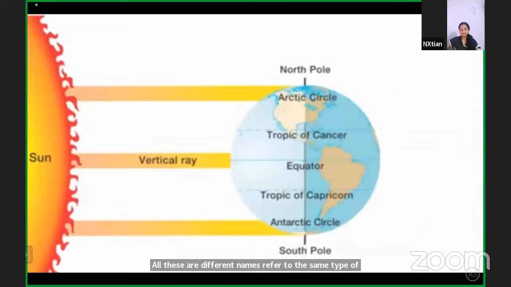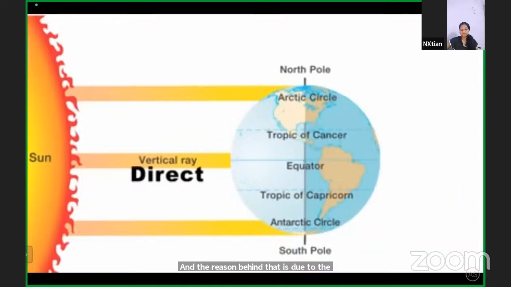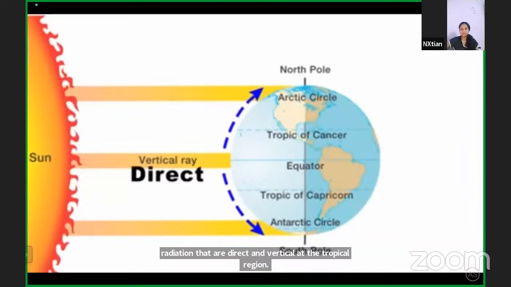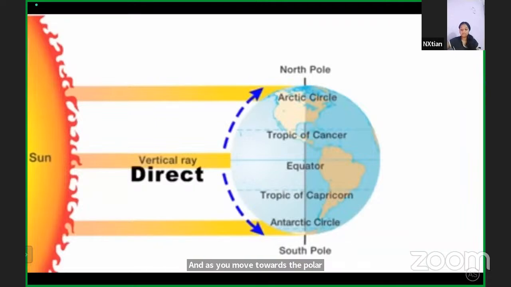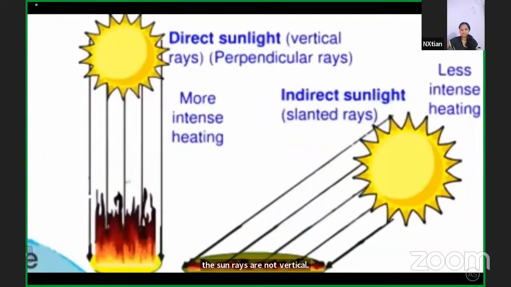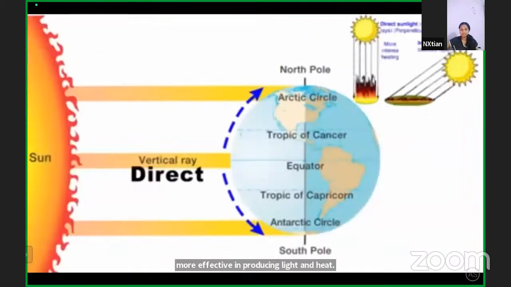You must know that the tropical region receives the most solar radiation per area. The reason is that the incoming solar radiation is direct and vertical in the tropical region. As you move towards the polar region, the angle of the sun's rays is not vertical, they are slanting rays. Vertical rays of sunlight are more effective in producing light and heat than slanting rays. That's why the tropical region is warm.